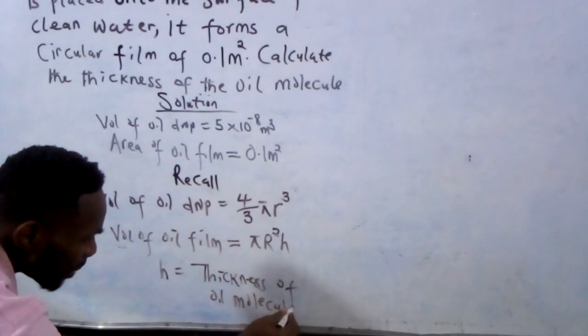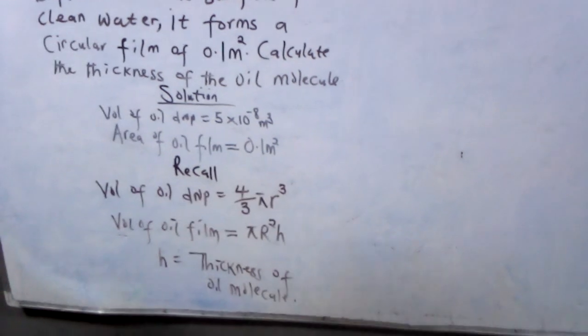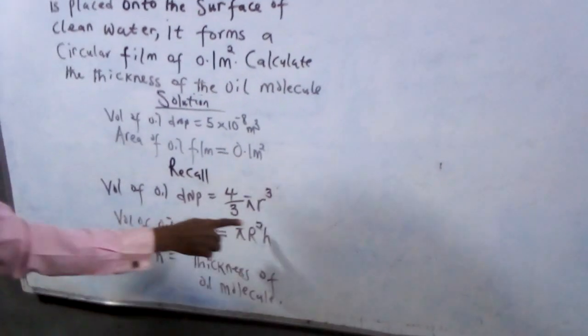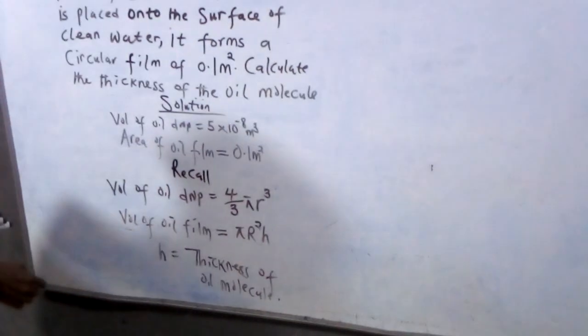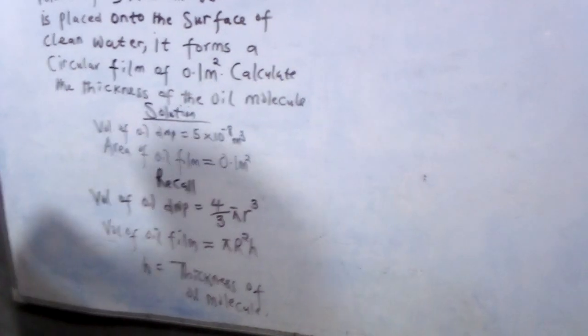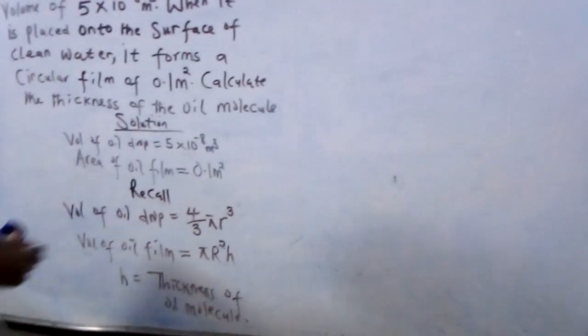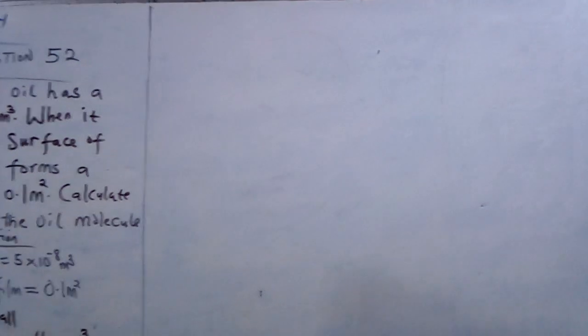Now, how do we apply this to calculate the thickness? Before we calculate the thickness, we should be able to know the value of r cube, and we should be able to know the value of r squared. So how do we do that? Let's go over and see what we do to manipulate that now.